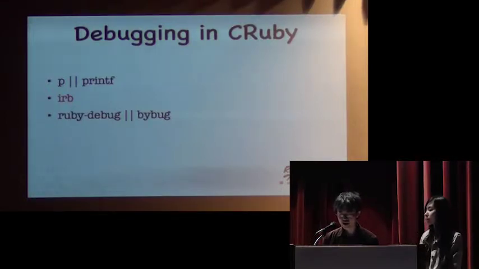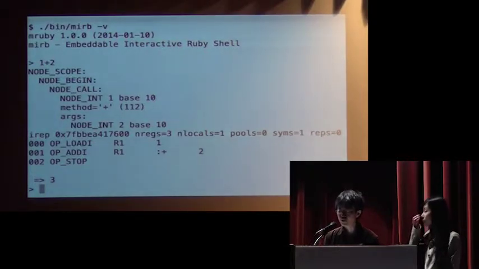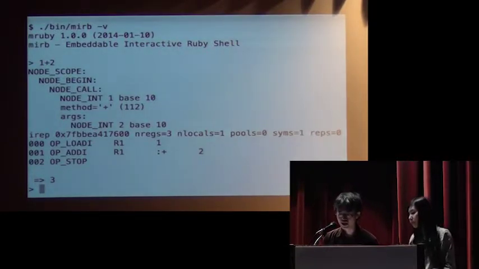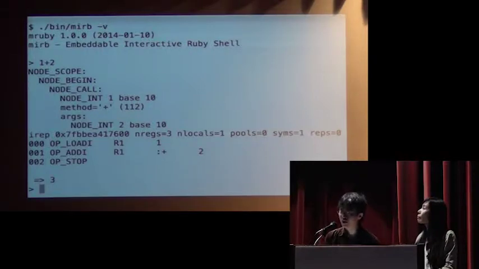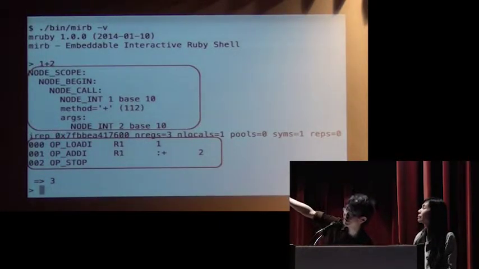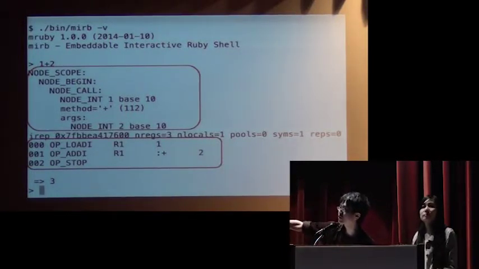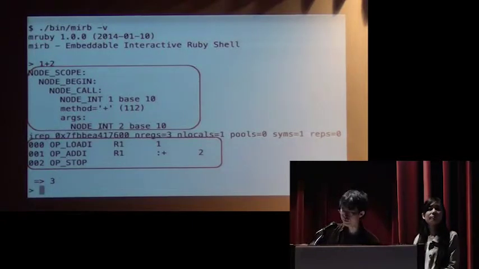The second method is IRB or Pry, which is your friend. You can use them for debugging. In mruby, there is mirb, a simple IRB-like interactive application. mirb can output the mruby AST, and also output bytecode of mruby programs.